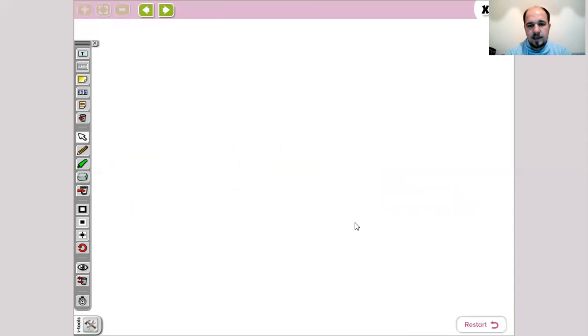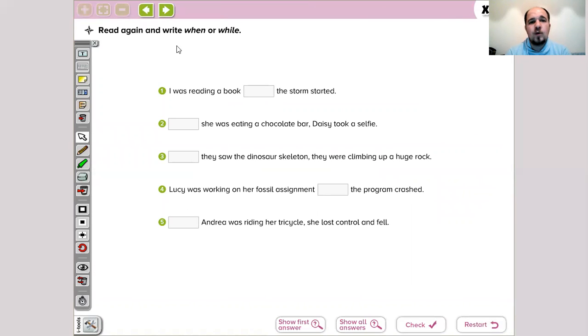Now we're going to do the next activity. We will put when or while. Remember, we use when before past simple. We use while before past continuous. Let's see. The blank is just before past simple, and we use when before the past simple. See? So the answer is when. Exercise 2. Exercise 2 has a past continuous in the beginning. So before past continuous, we use while.